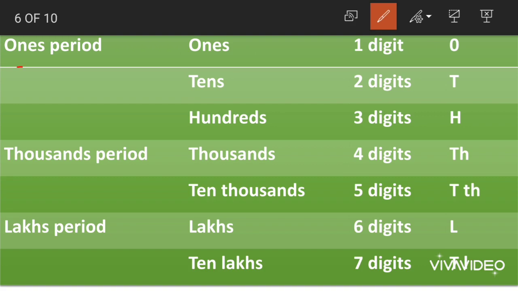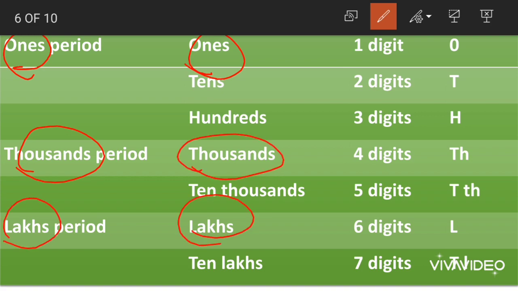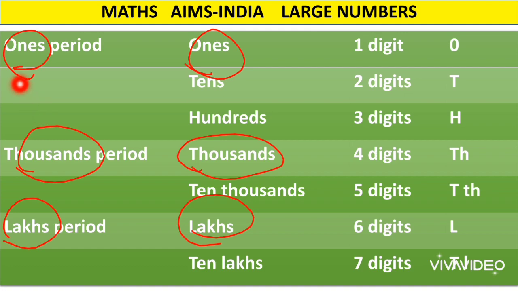Look at this pattern here carefully. Ones period starts from ones. Thousands period starts from thousands. Lakhs period starts from lakhs. Are you looking at this, children? Now what does ones period have? Ones period has three place values, namely ones, tens and hundreds. After that we have the thousands period with the place values thousands and 10,000s. Then we have the lakhs period with the place values lakhs and 10 lakhs.